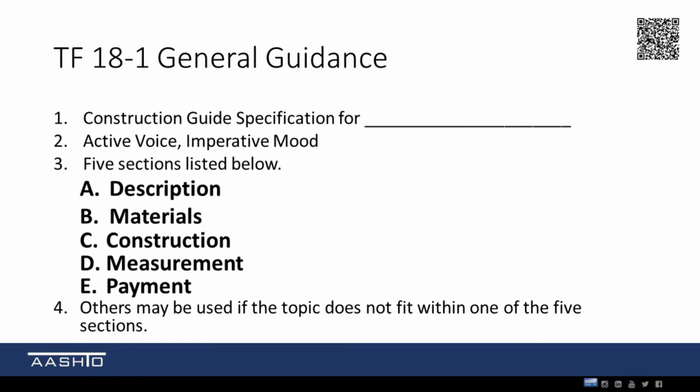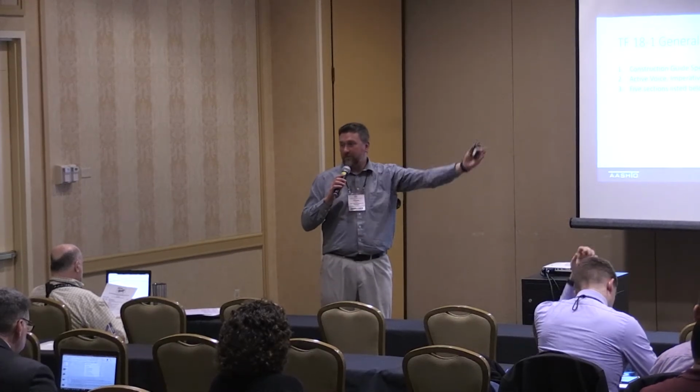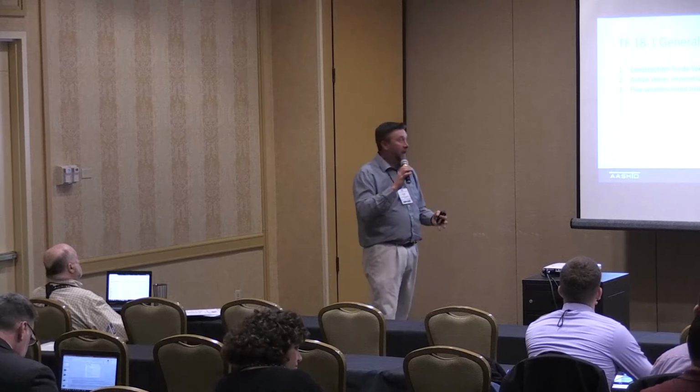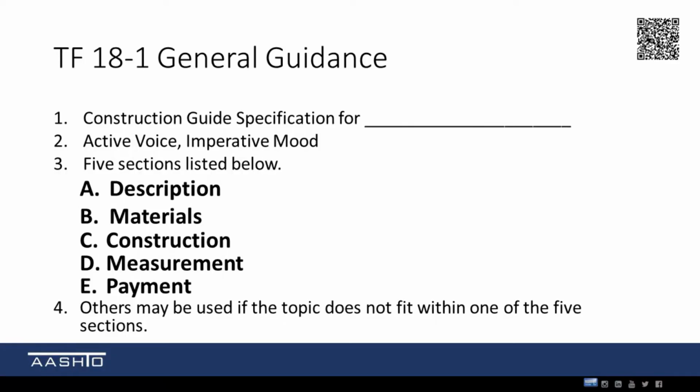Some of our other general guidance is that we wanted them all to very clearly state in their title, this is a construction guide spec for chip seal, thin overlay, diamond grinding, whatever it happens to be. We wanted to make sure they were in active voice and imperative mood. You know, it shall. The contractor shall. Those types of things be in there. And then we listed 5 sections.